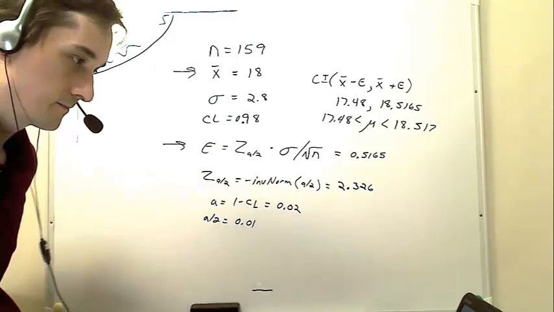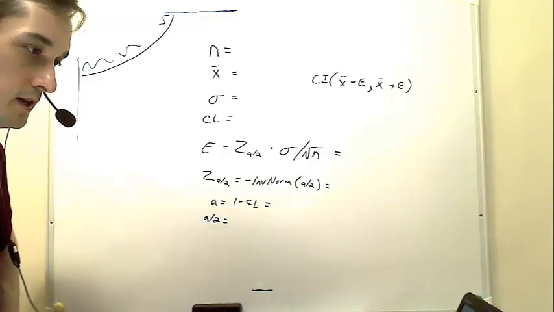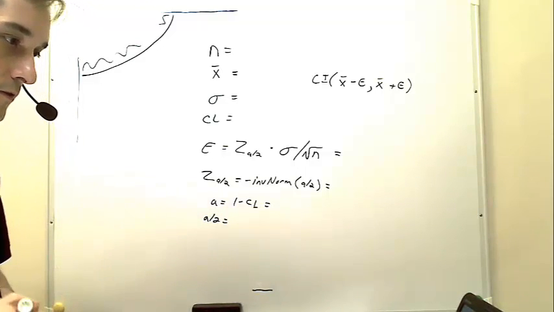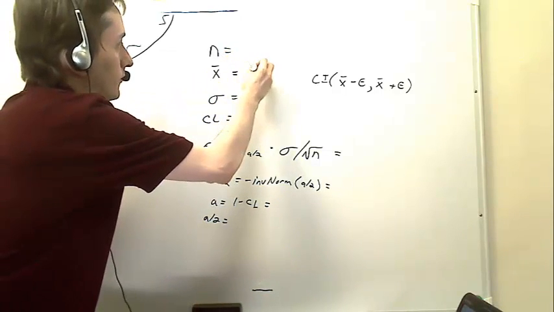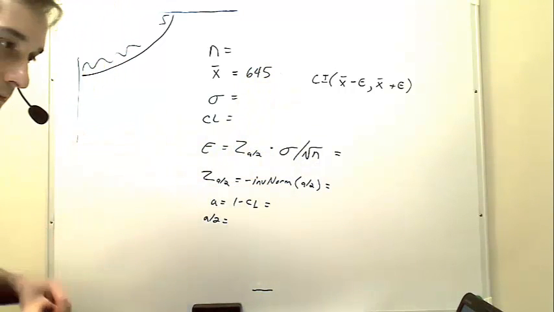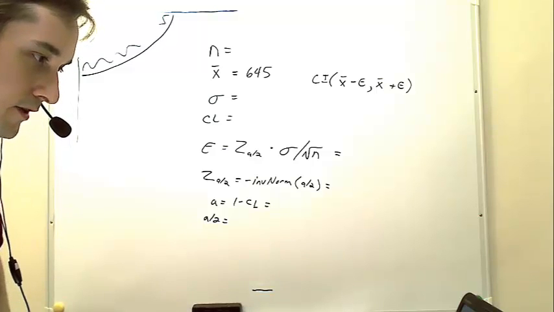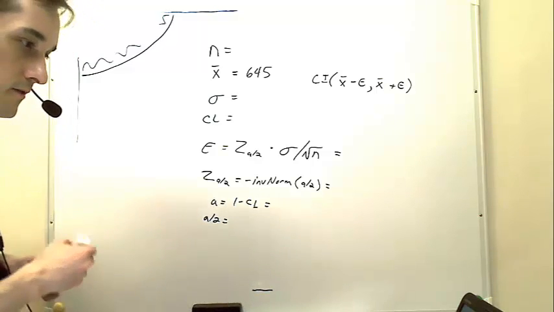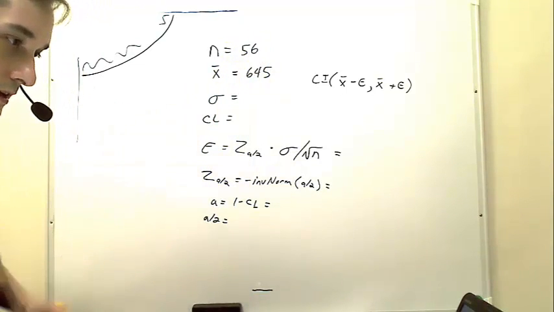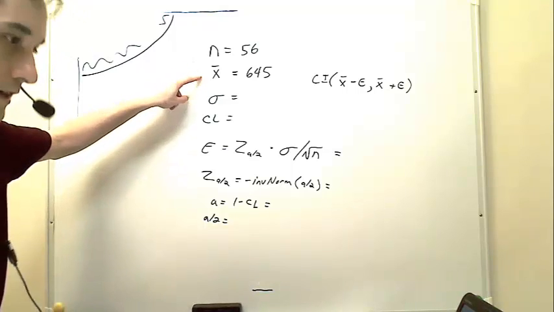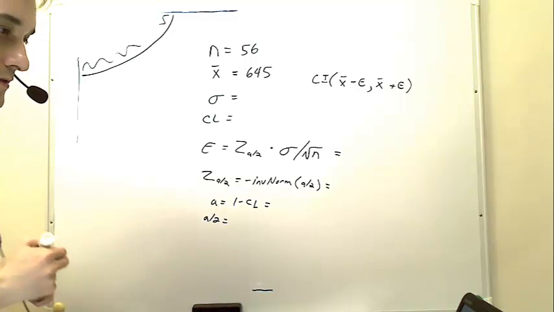Okay, problem 9. A random sample of 56 fluorescent light bulbs has a mean life of 645 hours with a standard deviation of 31 hours.